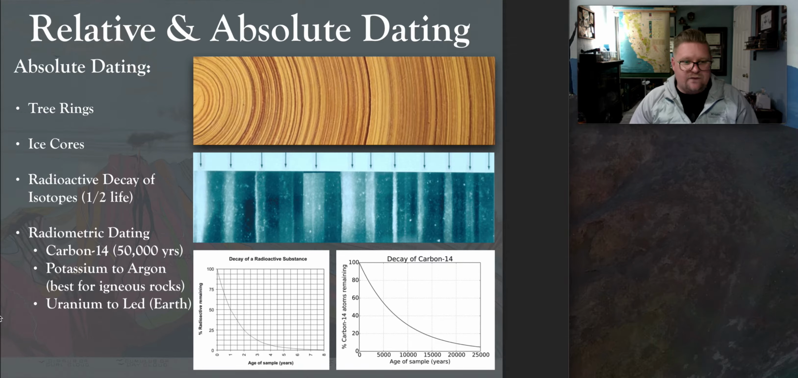We also have potassium to argon. This one's a lot more intense to do. This is best for igneous rocks because argon's not very common, and it's only found in igneous rocks for the most part. They're able to watch as potassium transfers into argon, which is a gas, to calculate a lifespan. So they're able to look at a particular igneous rock, a piece of continental crust, and distinguish how old that rock was when it solidified.